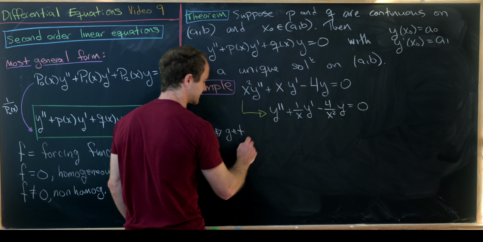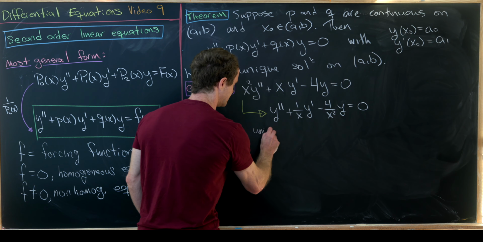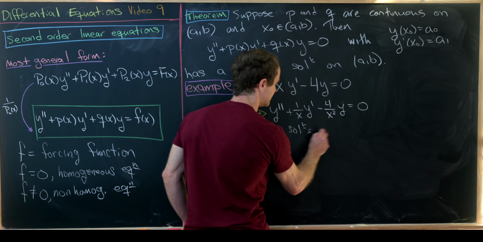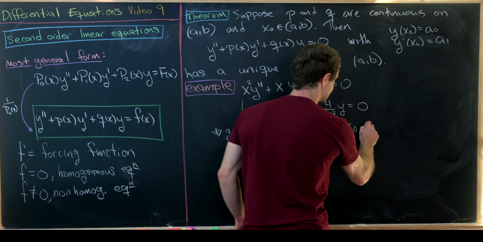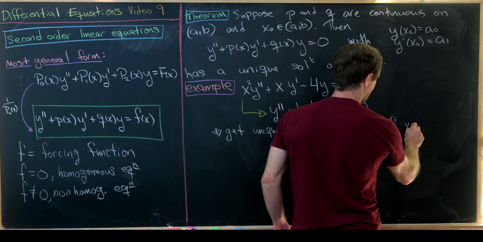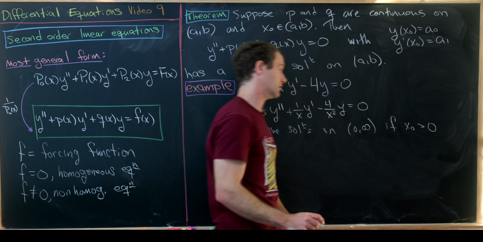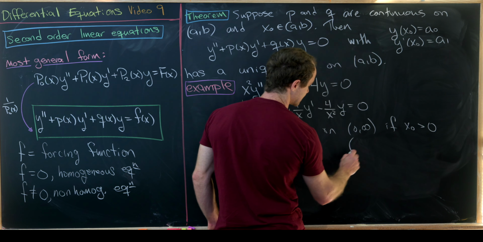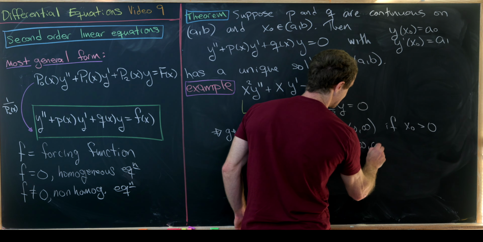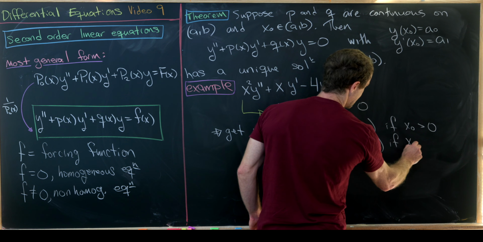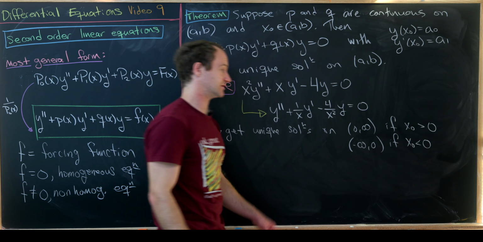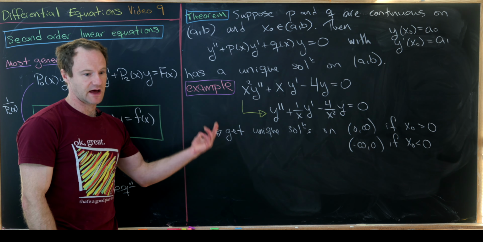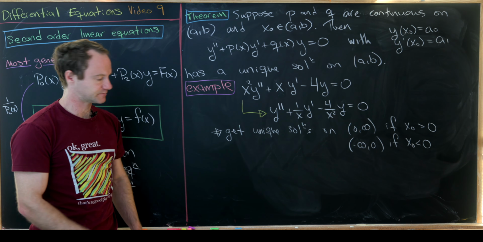So let's write that here. So we get unique solutions on the interval 0 to infinity if x naught is bigger than 0, so if it's on that interval, and we'll have a unique solution on the interval minus infinity to 0 if x naught is less than 0, because that puts our initial value in that interval, so less than 0.